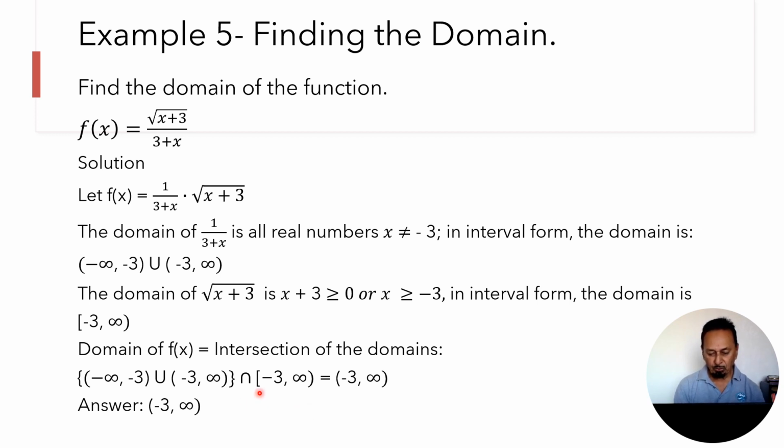So it will be the smallest of these, and the smallest of these is minus 3 to infinity. So we write this as the final domain of this entire function.